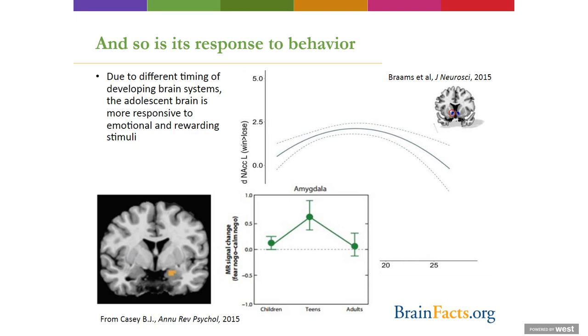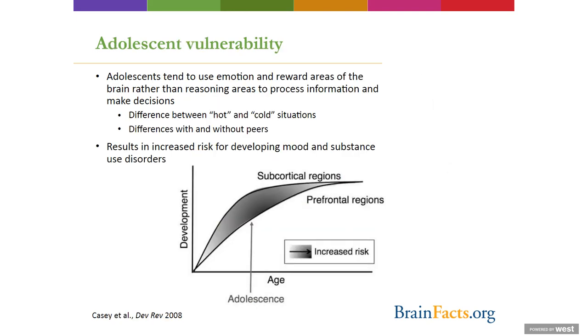And what we also can see is that the amygdala, another part of that go system that is highly responsive to emotions, those positive emotions, negative emotions, that part of the brain responds much more to emotional stimuli during adolescence than it does during childhood or adulthood. And so the brain is developing, yet what we see is that adolescents tend to use more of this go system or emotion and reward areas of the brain rather than that stop system, the reasoning areas, to make decisions.